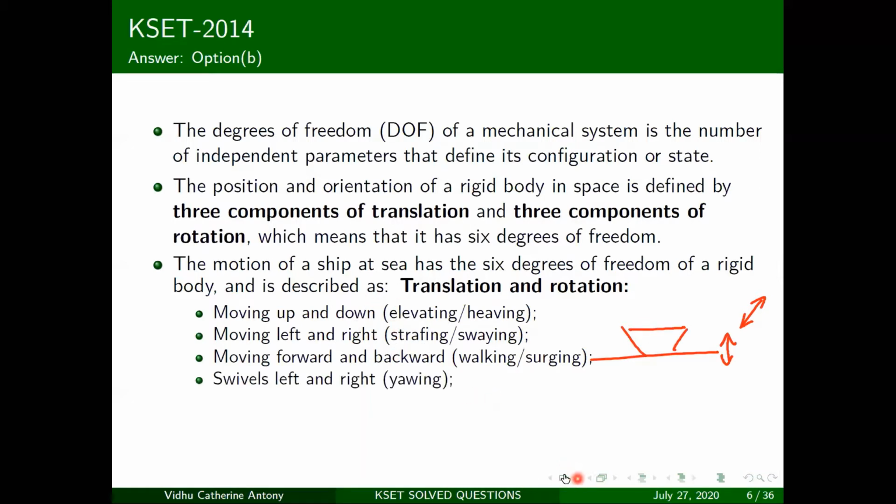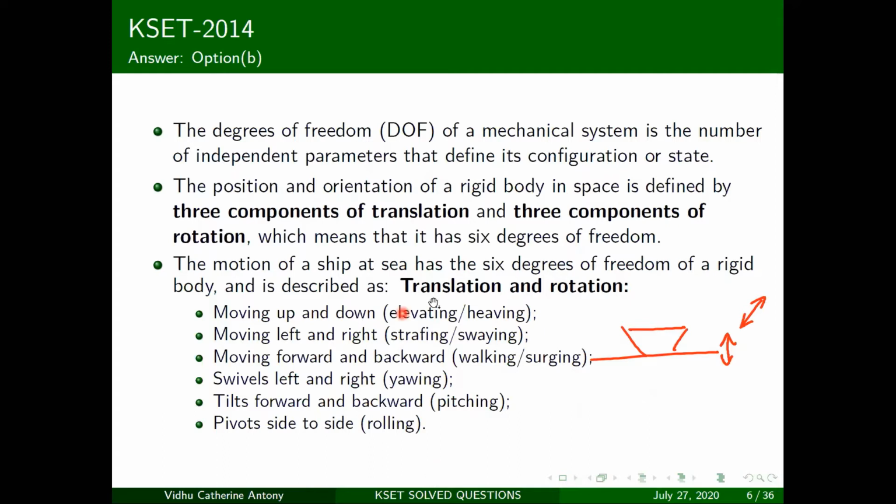Now you're going to be seeing swivels left and right. This is called yawing. The ship is swaying back and forth, moving inside the water. Then it tilts forward, so it's going forward and then coming backward and going forward again, like a forward rotation. And then it's pivoting side to side. So basically you have a pivot and it's rolling.